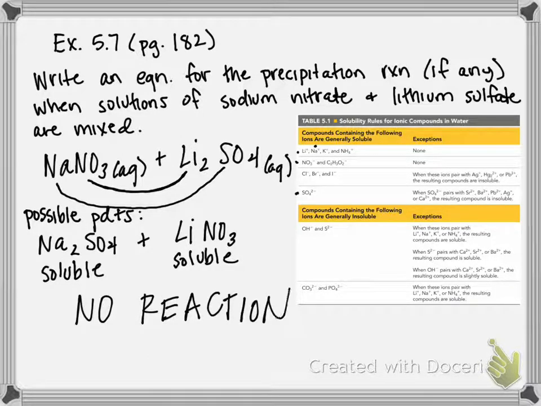So anytime that you have 2 possible products that are both soluble in a precipitation type reaction, no reaction will occur.